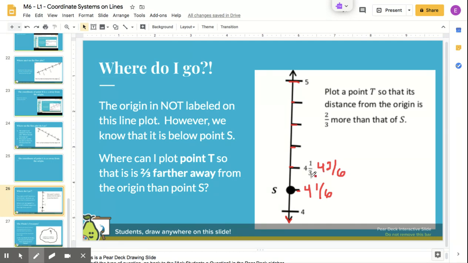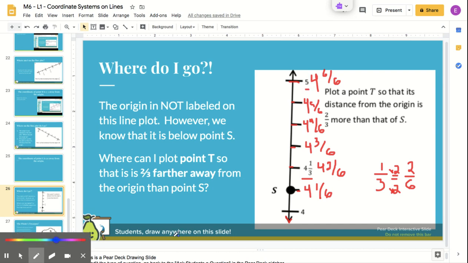Now, this is confusing because this point is already labeled 4 and 1/3. But 4 and 1/3 is equivalent to 4 and 2/6. 2 times 3 is 6, and 1 times 2 is 2. So these are equivalent. I then know if I add another 1/6, it's going to be 4 and 3/6. I add again, 4 and 4/6. One more time, 4 and 5/6. And our last time is going to be 4 and 6/6, or 4 and 1 whole, which is 5.